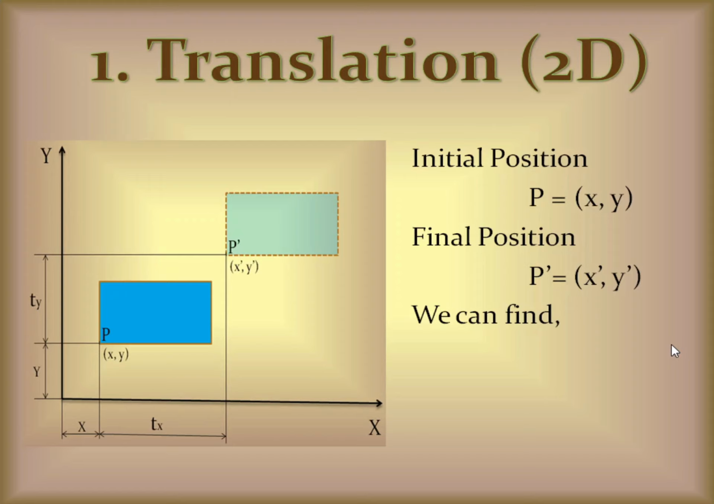x dash is the distance between the origin and P dash in x direction. That is x dash equal to x plus Tx. And y dash is the distance between the origin and P dash in y direction. That is y dash equal to y plus Ty.